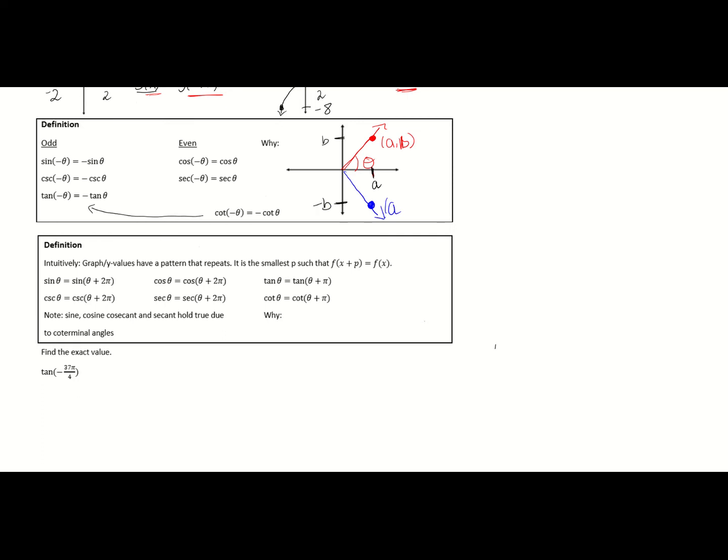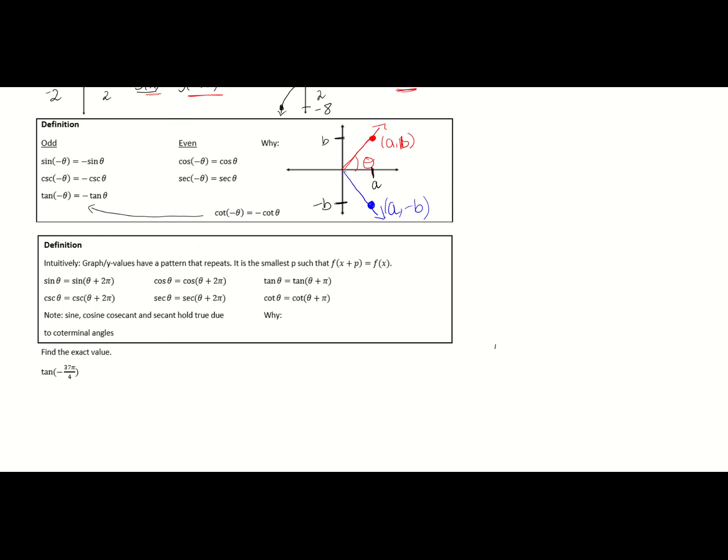So then I have negative b, and sine is the y. So sine becomes negative when you put in a negative theta. And of course, because tangent is sine over cosine, if one is negative and the other one stays positive, tangent will become negative. And the reciprocal ones just follow from their counterparts. Okay, let's talk about periodic before we put this to use.